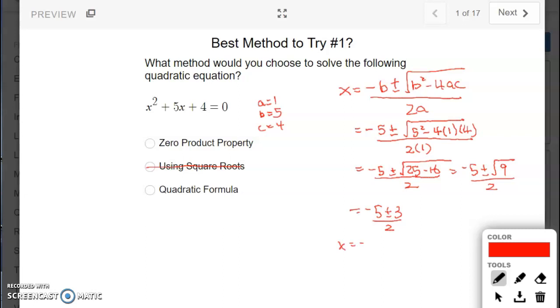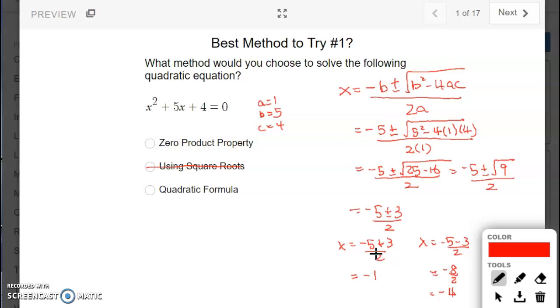x is equal to negative 5 plus 3 all over 2, which is negative 2 over 2, that's going to be negative 1. The other solution is negative 5 minus 3 all over 2, and that is going to be negative 8 over 2, which is negative 4. So I have two solutions, negative 1 and negative 4.